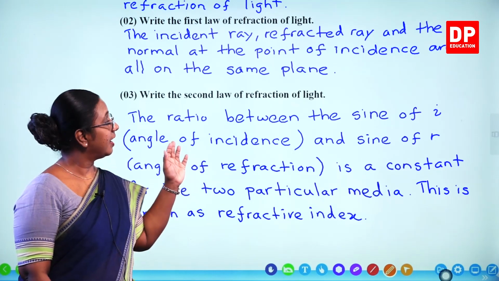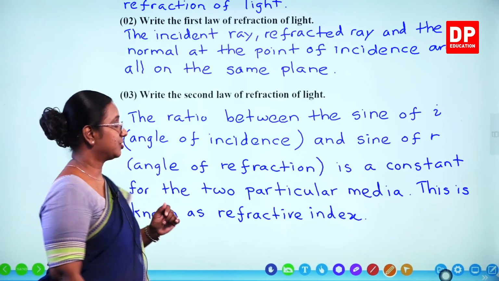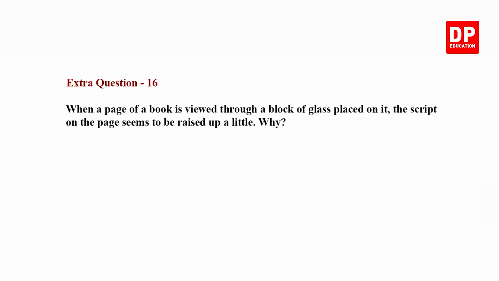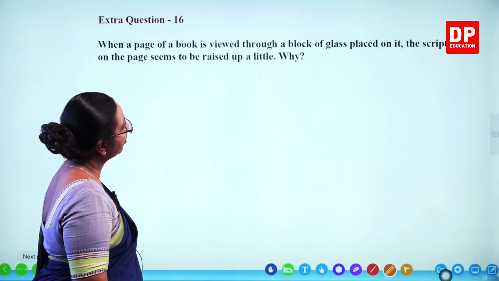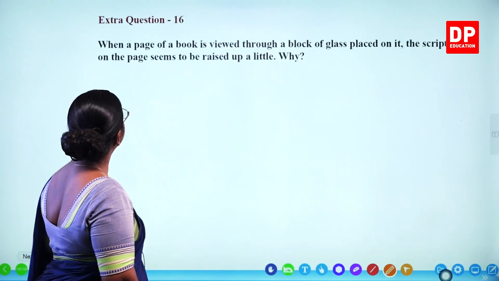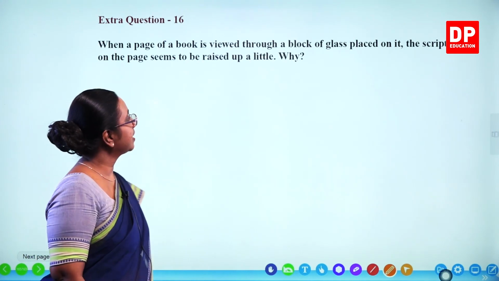With that, I'll move on to the next question. Extra question 16. When a page of a book is viewed through a block of glass placed on it, the script on the page seems to be raised up a little.